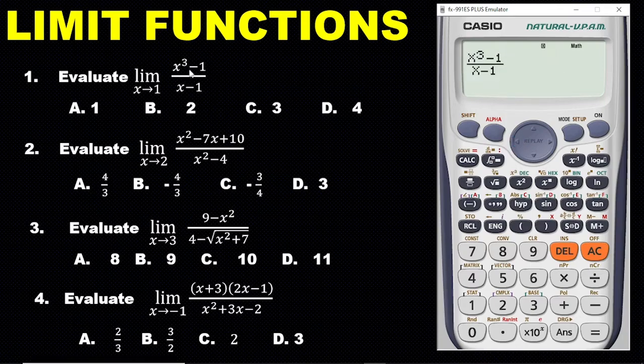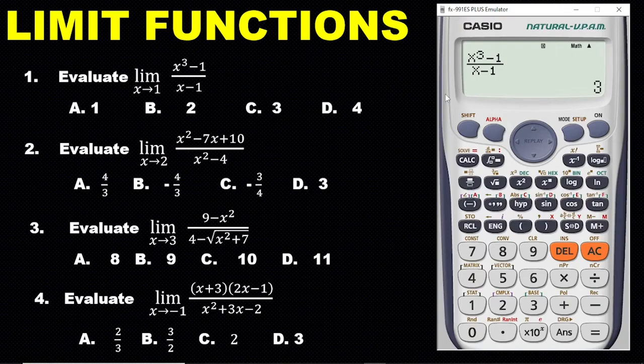Now, to get the answer for this, you press calc, and then you enter a number close to 1. That number can be from the left-hand side, or it can be from the right-hand side. Now, let's see. A number from the left-hand side of 1, a number close to 1. So we can have 0.999999. So look at this. This is a number close to 1, but it's not 1. So what do we get for the answer? 3. So it means when we use a number close to 1, we are going to get 3. So from this, 3 is the answer.